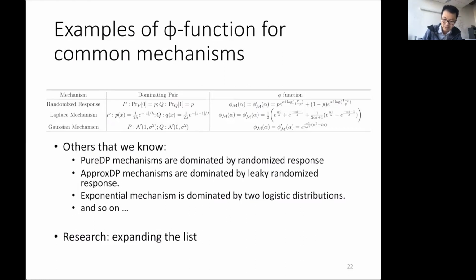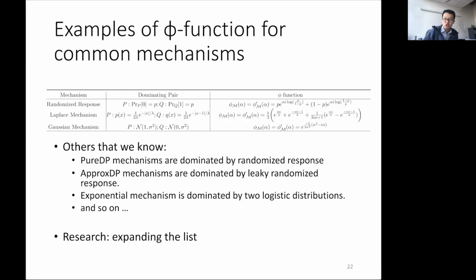This is nice, because sometimes all we know is that a mechanism satisfies pure DP, and sometimes all we know is that it satisfies approximate DP. But the fact that pure DP mechanisms are dominated by randomized response, and approximate DP mechanisms are dominated by leaky randomized responses, and sometimes we can even work out the specific distributions that dominate all exponential mechanisms, makes it very flexible. We can mix and match a lot of these sequences of computations under the same formalism of dominating pairs.